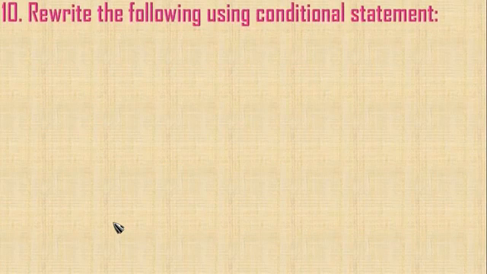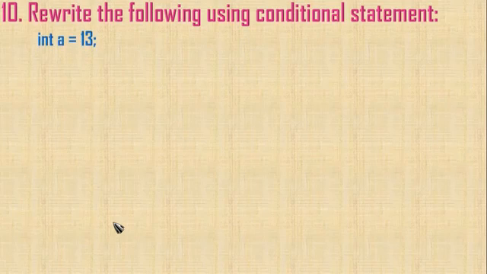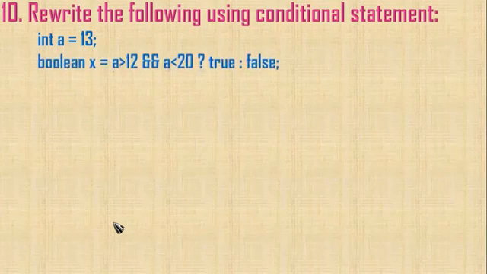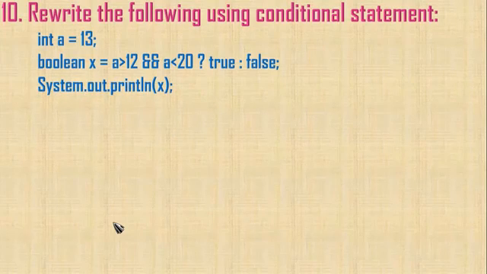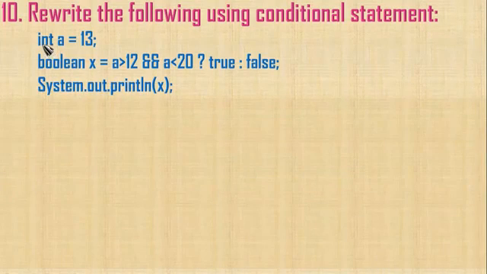Rewrite the following using conditional statement. A is equal to 13. Here boolean x is equal to, it is checking whether a is greater than 12 and a is lesser than 20. Then if it is true, it will say true. If it is false, it will say false. So it is stored in boolean variable itself. So it prints. So conditional statement, however it is been initialized, we will do it.